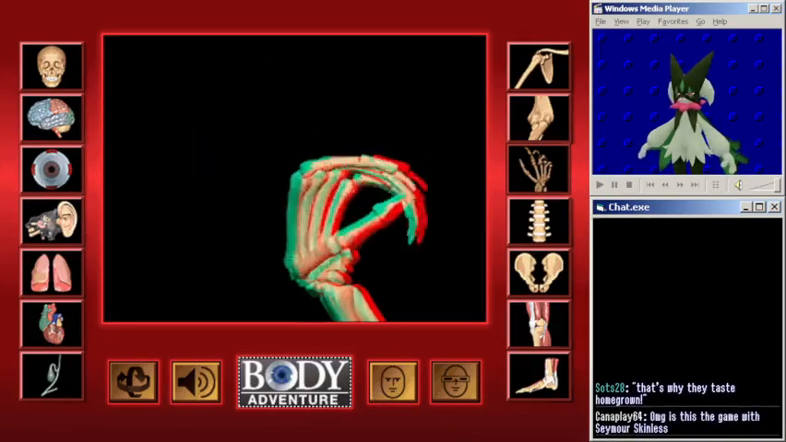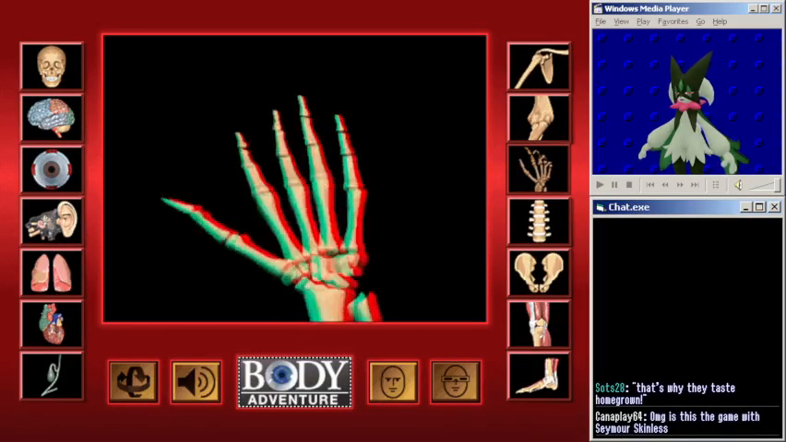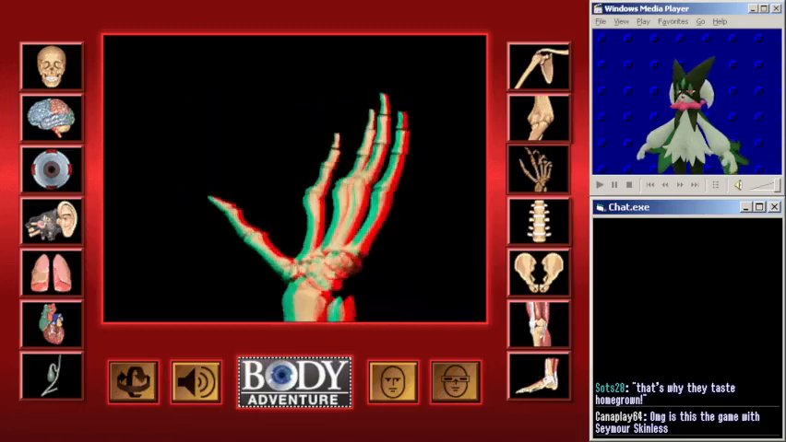Omgus is the game with Seymour Skinless. Hey, can I play? What's going on? It's a frog. So this is 3D Body Adventure, made by Knowledge Adventure.